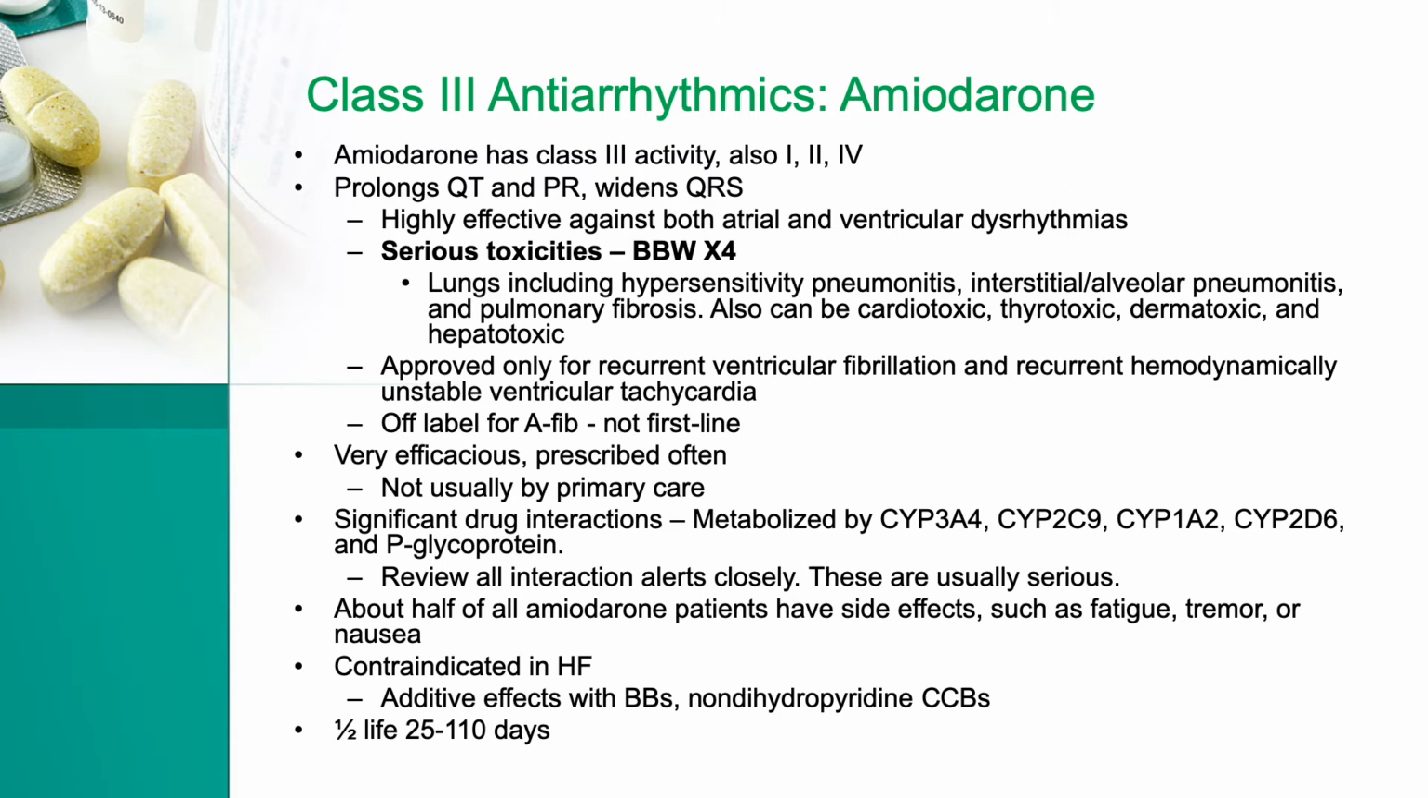Amiodarone has hundreds of interactions and a plethora of side effects, but because of its efficacy, amiodarone is one of our most frequently prescribed antidysrhythmic drugs, and it can be used for atrial and ventricular rhythms, but it's pretty much off-label for AFib. It's not the first line. About half of all amiodarone patients have side effects, such as fatigue, tremor, or nausea.